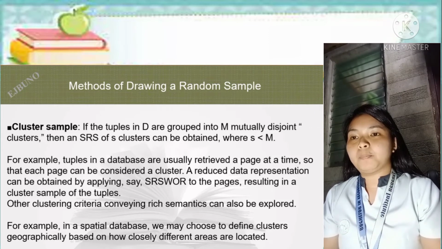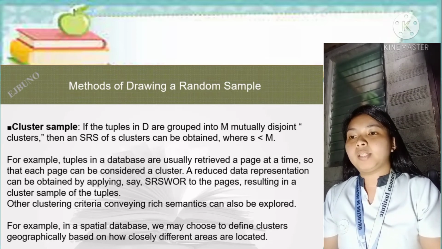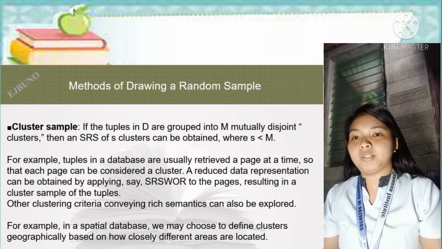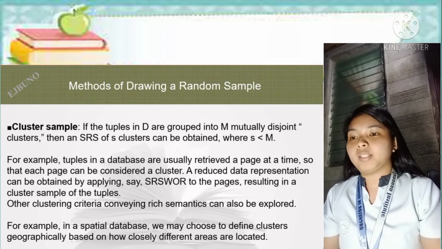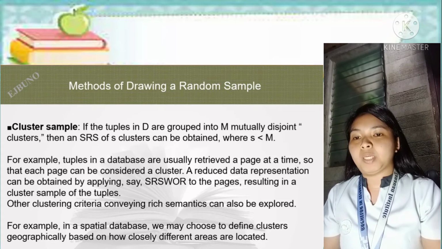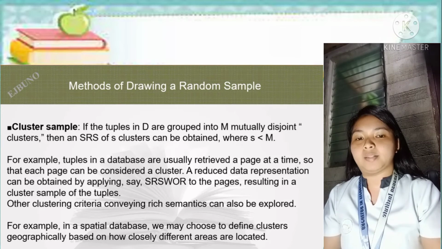Cluster sample. If the tuples in D are grouped into M mutually disjoint clusters, then an SRS of s clusters can be obtained, where s is less than M. For example, tuples in a database are usually retrieved a page at a time, so that each page can be considered a cluster. A reduced data representation can be obtained by applying, say, SRSWOR to the pages, resulting in a cluster sample of the tuples. Other clustering criteria conveying rich semantics can also be explored. For example, in a spatial database, we may choose to define clusters geographically based on how closely different areas are located.